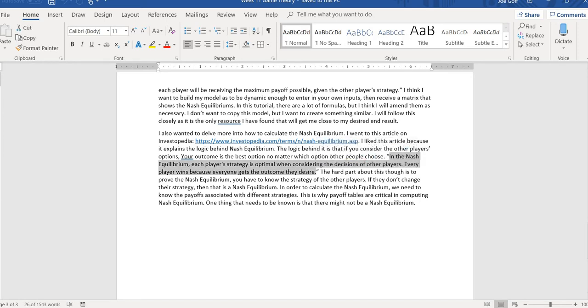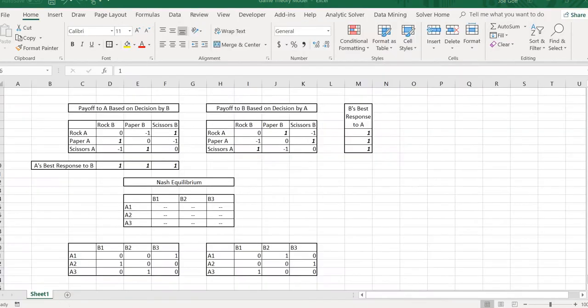If you look here, it says, in the Nash equilibrium, each player's strategy is optimal when considering the decisions of other players. Every player wins because everyone gets the outcome they desire. So I wanted to take that and build a little model in Excel on how you could use these things called payoff tables to calculate what the Nash equilibrium is. Up here, these are my input tables. I just modeled rock, paper, scissors using game theory.